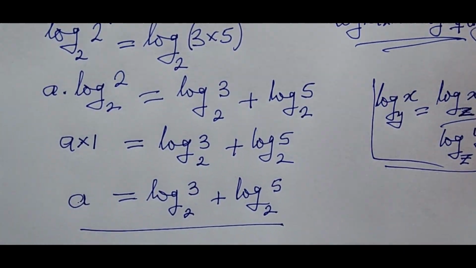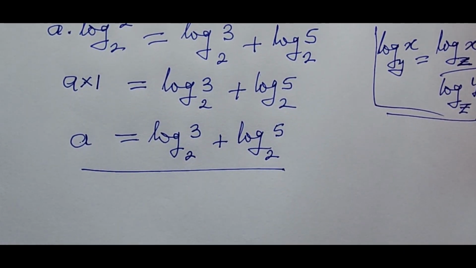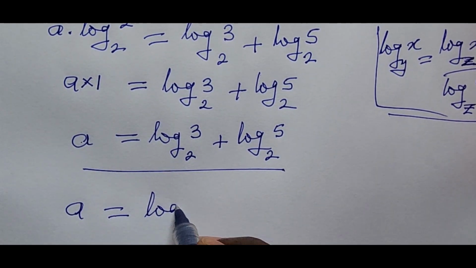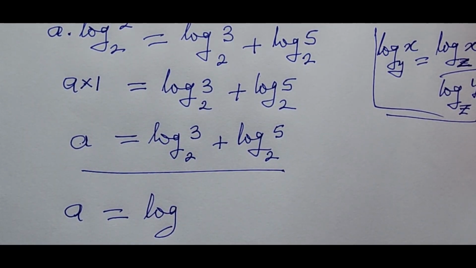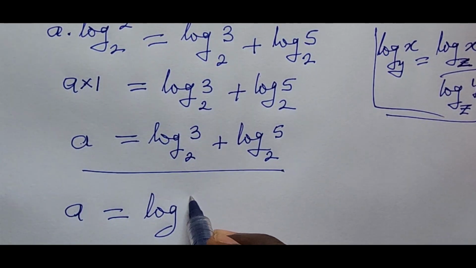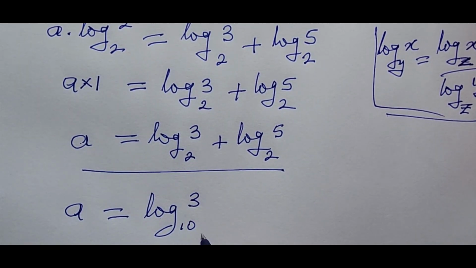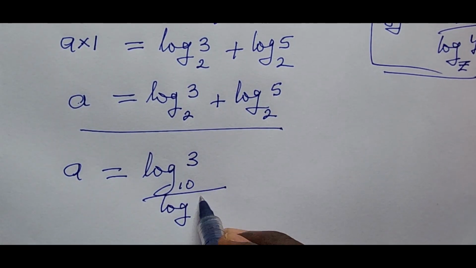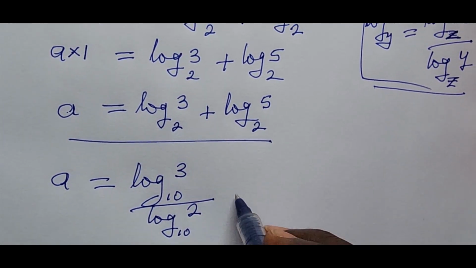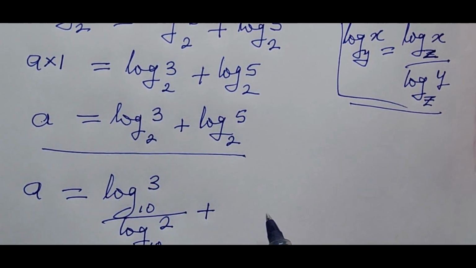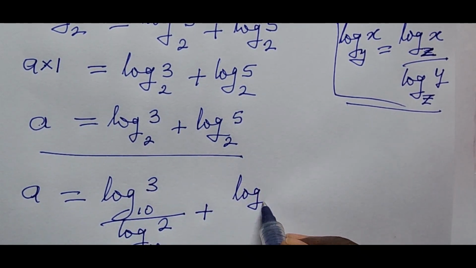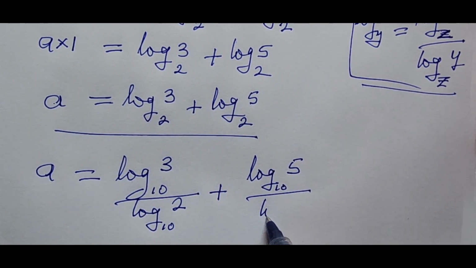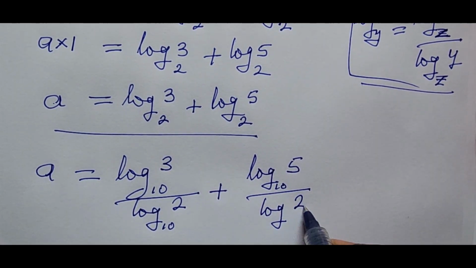Okay, so applying that to this, our a will now be equal to log, we change it to base 10, right? So this is going to give us log 3 base 10 all over log 2 base 10, then plus log 5 base 10 all over log 2 base 10.